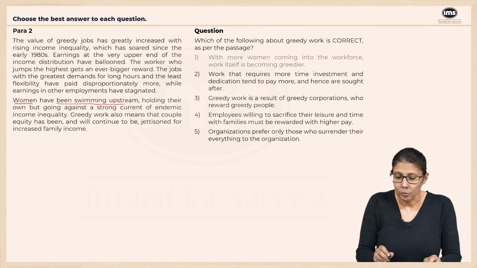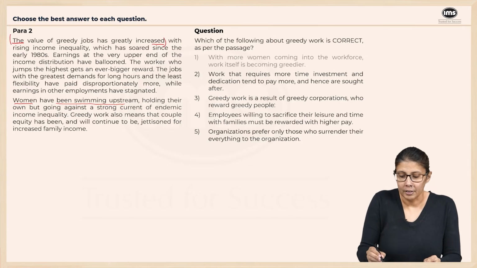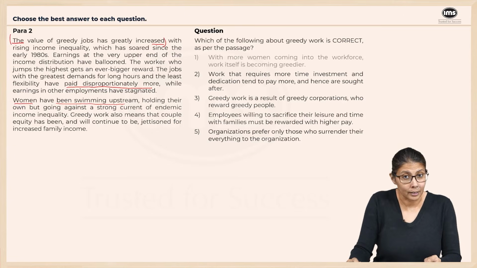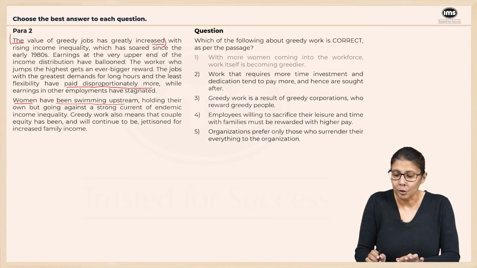The second option says work that requires more time investment and dedication tends to pay more and hence are sought after. Well, the value of greedy jobs has greatly increased. So it seems that greedy jobs definitely are more sought after. Why? Because these also pay disproportionately more. So option 2 is correct as per the passage. Let's keep it.